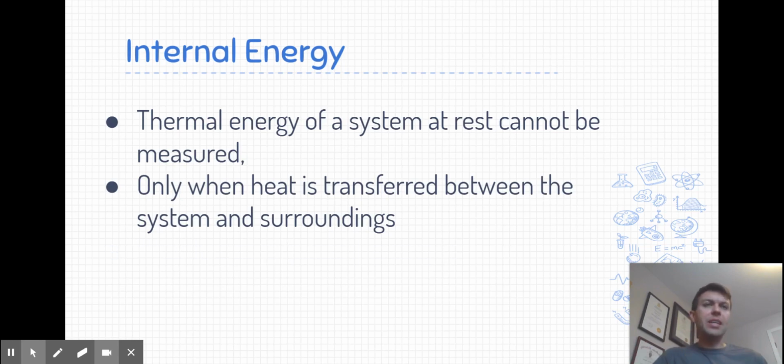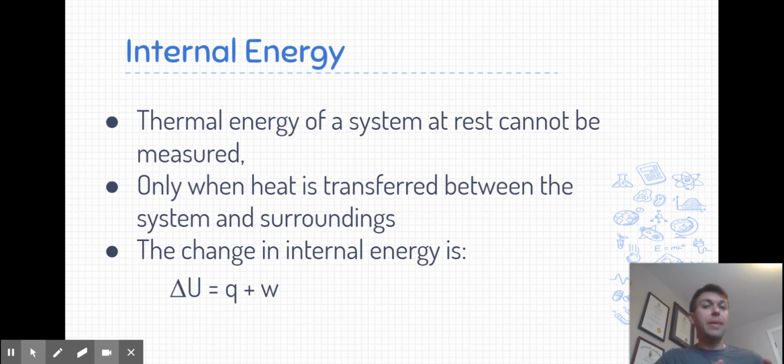So when do we get this type of transfer? Well, that's during a chemical reaction. So we cannot measure internal energy as is, but we can measure changes in internal energy. Mathematically, we see this change written as delta U, that is the change in internal energy, is equal to the heat that's transferred plus any work that's done by the system on the surroundings. Now, work in this case is referring to pressure volume changes.